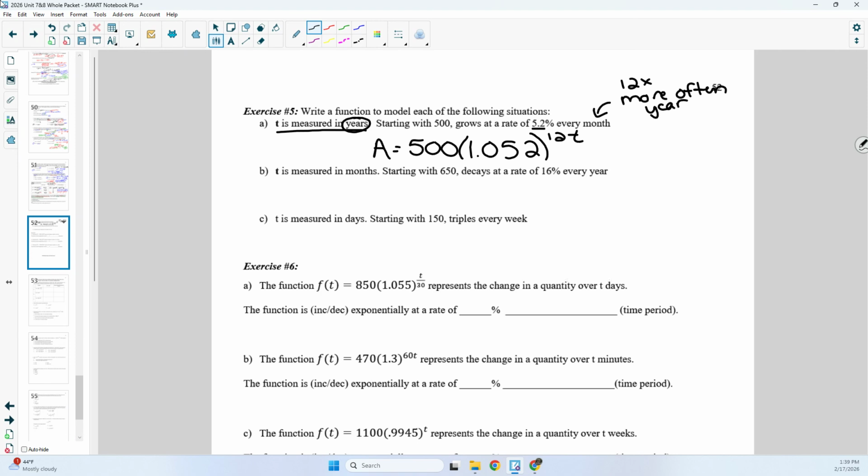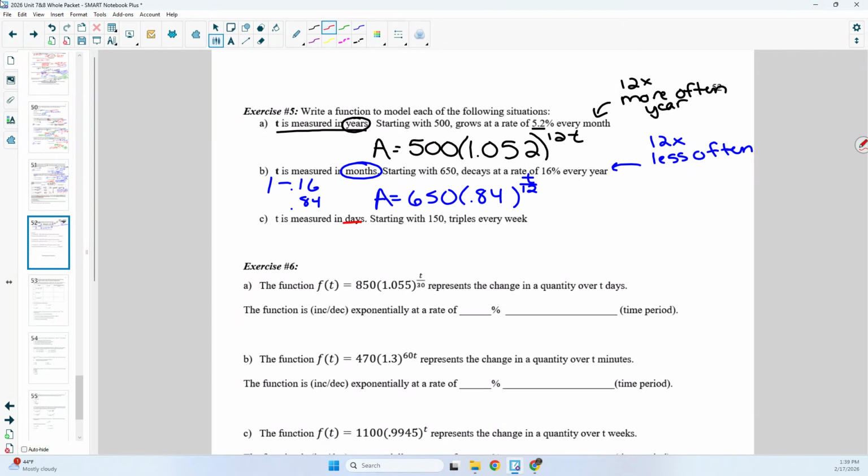Next one, t is measured in months. We are starting with 650. It's decaying at a rate of 16%, so I need to use a base of 0.84. And it's happening every year. So t is measured in months, and a year happens less often, 12 times less often, so we're going to have to do t over 12 to show that it's taking 12 months, or 1 year, for that decay to happen.